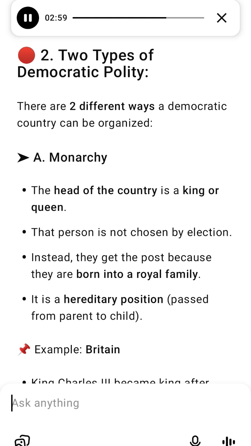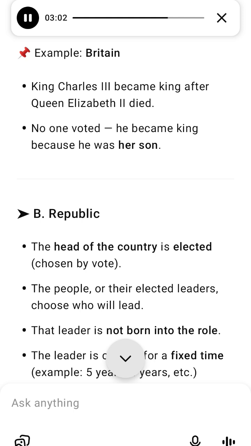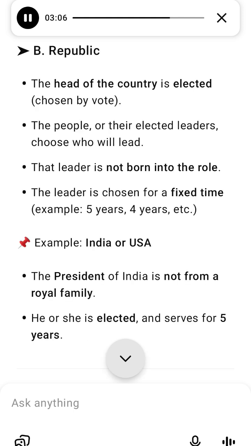B. No hereditary rule. No king, queen or royal family rules India. No one can become president just because they were born in a powerful family. Every citizen has the same right to reach the top.